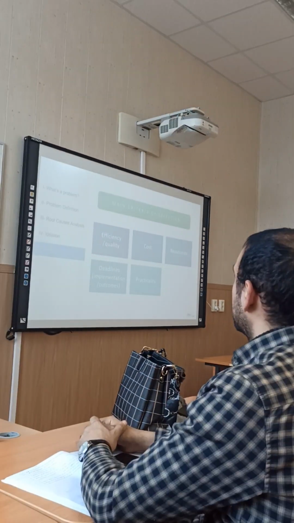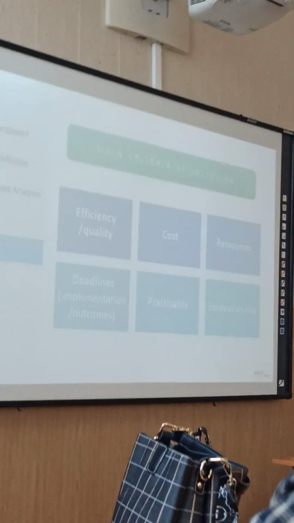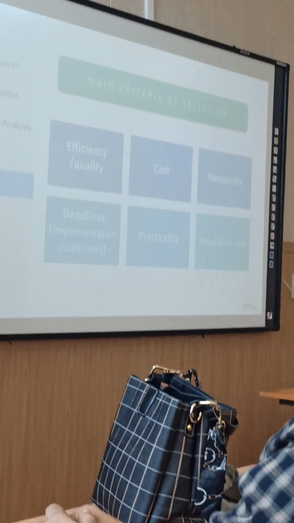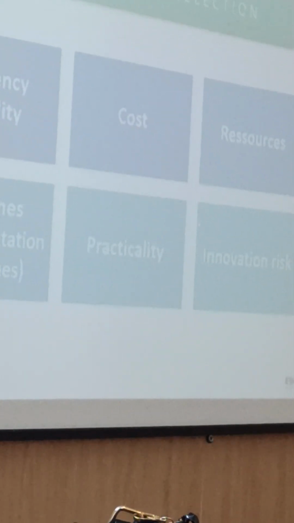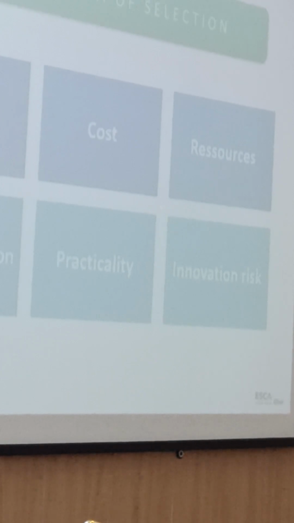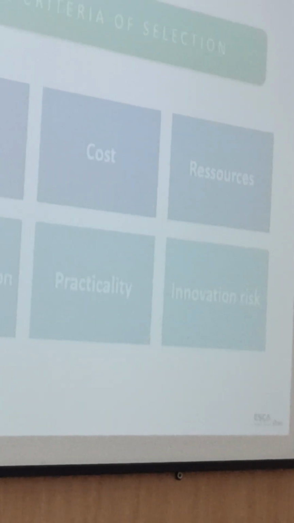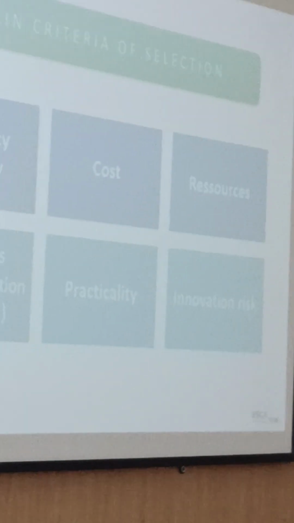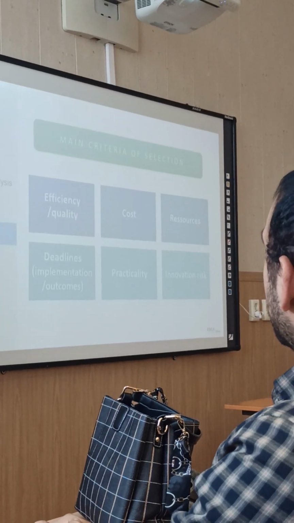So finally, there is the idea of risk. Which one has a higher innovation risk, which means we are not certain of the outcome? Nobody has tried it before. And which one is quite certain, there is no innovation risk because it has already been tried, so we know exactly what to expect. So these are the main criteria to select solutions.